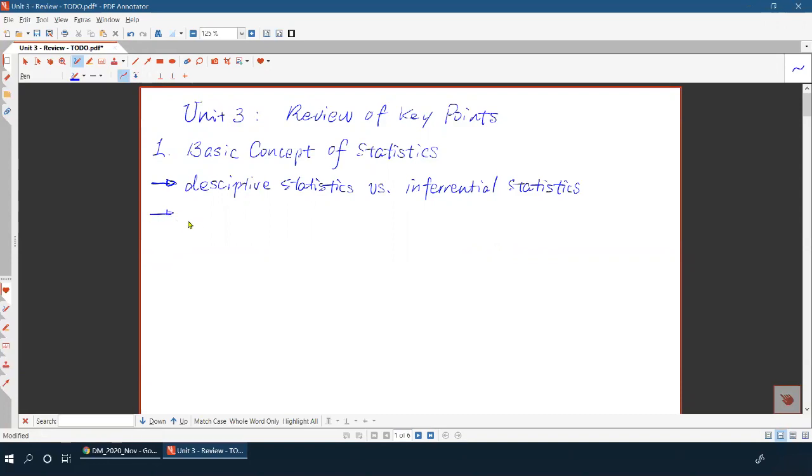And next, you need to know the concept of a population in statistics. What is a population? Population is the whole set of interest in your statistical study. And what is an individual? Also, population has parameter.